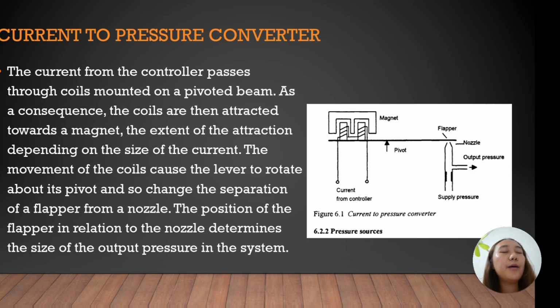So the current from the controller passes through coils mounted on a pivoted beam. As a consequence, the coils are then attracted toward a magnet, the extent of the attraction depending on the size of the current. The movement of the coil causes the lever to rotate about its pivot and so change the separation of a flapper from a nozzle. The position of the flapper in relation to the nozzle determines the size of the output pressure in the system.